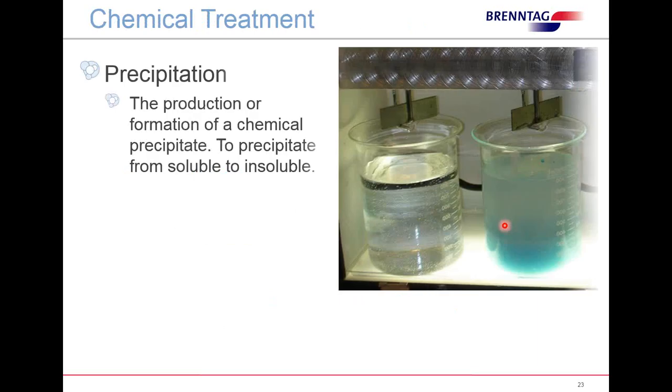So let's talk a little bit about chemical treatment. And I think these are very, very key. We have precipitation. These are the three components of chemical treatment. Precipitation: the production or formation of a chemical precipitant, to precipitate from soluble to insoluble. This is a great picture showing where this is soluble material. Some mechanism, either a pH or metal precipitant, was used, and we've taken and brought that from soluble to insoluble.